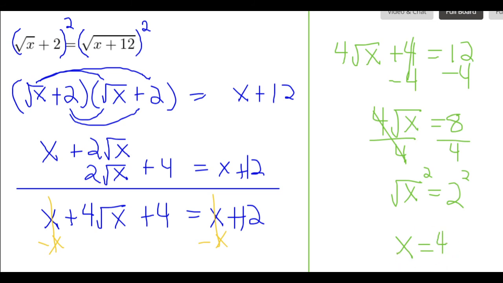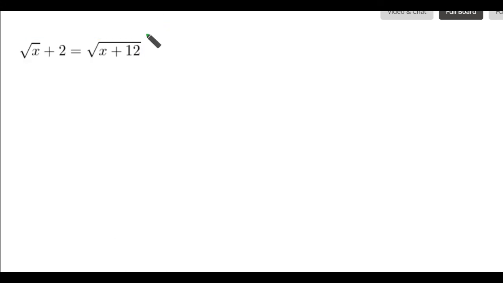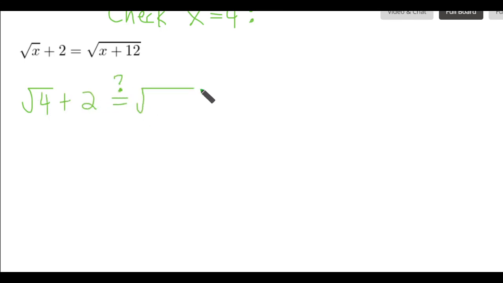Now, that's the answer that I should have, but we still need to double check that it actually works. So what we'll do is we'll plug x equals 4 back into this to do the check. So I plug in 4 over here. Square root of 4 plus 2 equals, we hope, square root of 4 plus 12. Now I'm going to simplify the left side first. Square root of 4 is 2, and 2 plus 2 is 4.